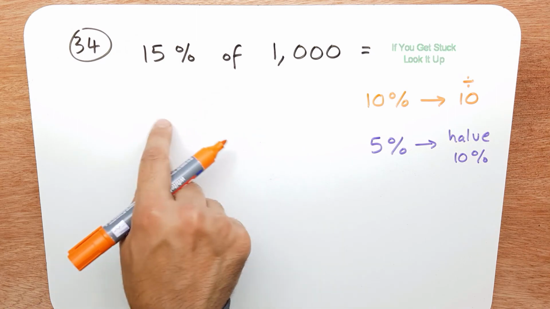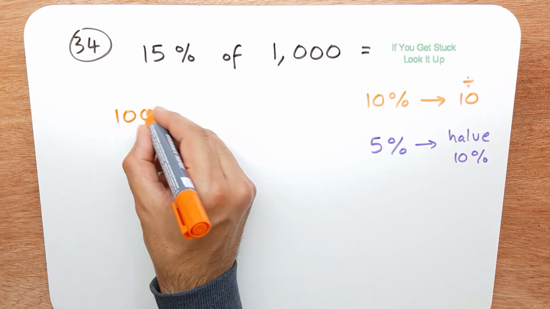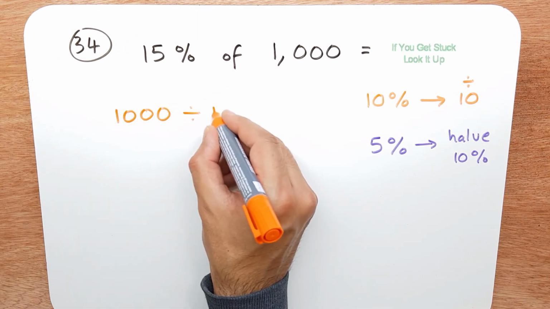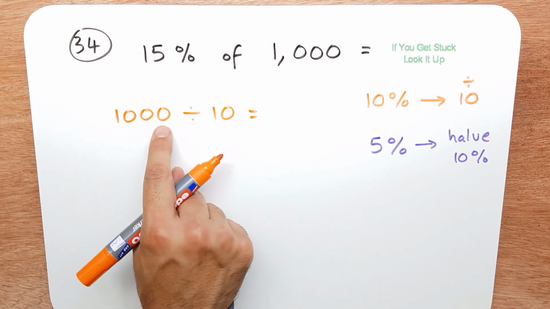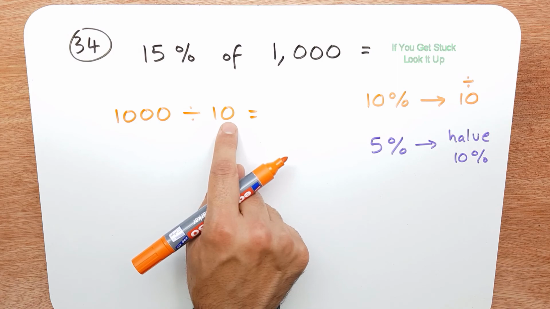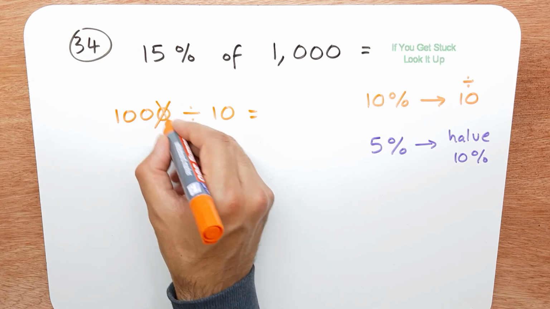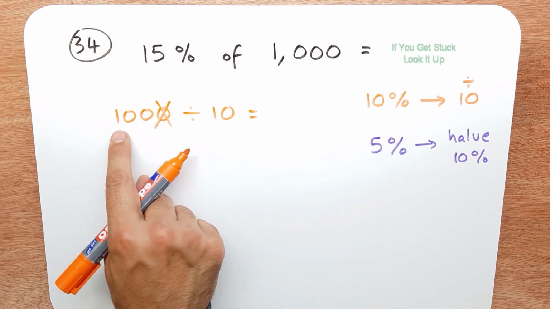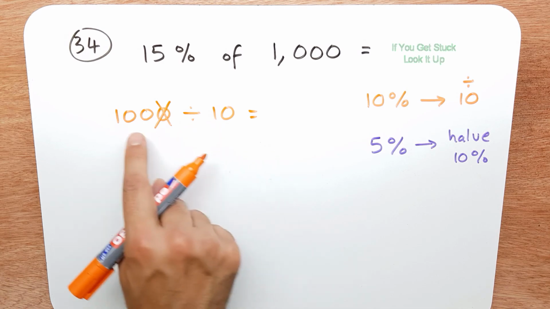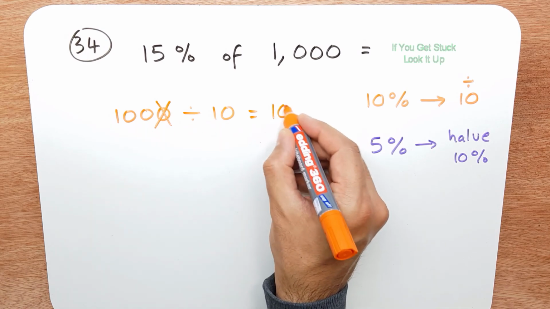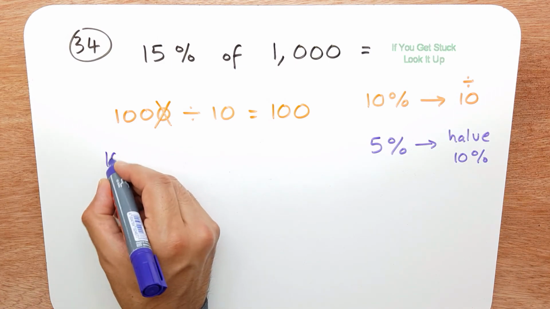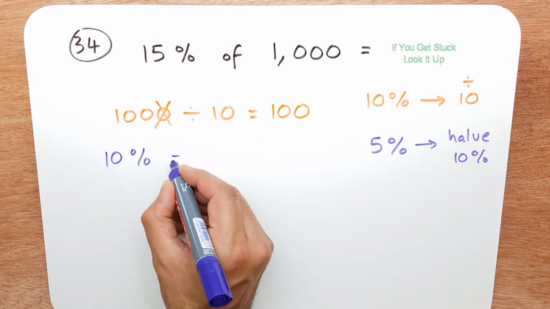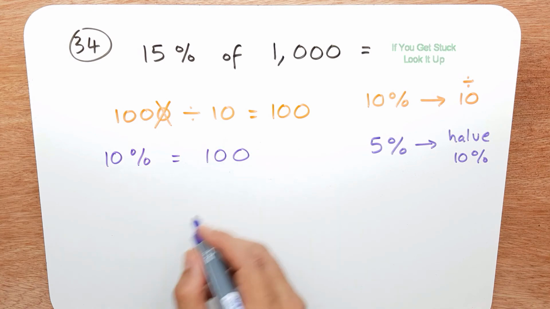So let's write that here. 1000 divided by 10. And we know when you've got a 0 at the end and you're dividing it by 10, you simply cross off the 0. So 1000 divided by 10 is 100. So now I know 10% is equal to 100.